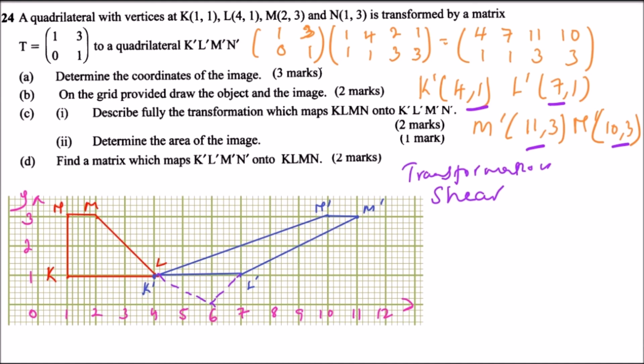So it means the x-axis, or y equals 0, is the invariant line. So that is how we describe. If you extend KN, you find that they meet with the KN of the image. So you can see now this is the line that is invariant. That is why we are saying the x-axis is invariant.